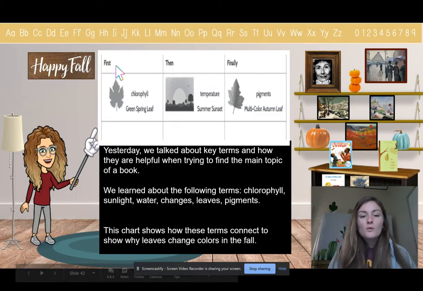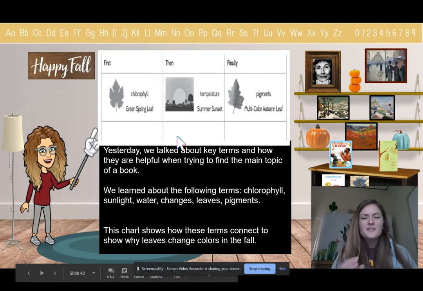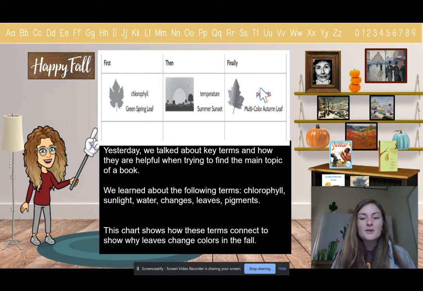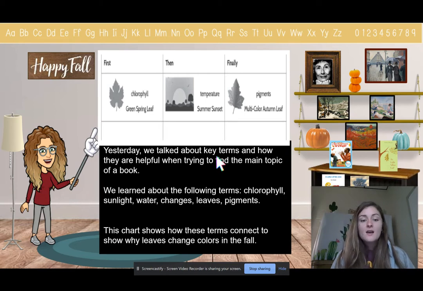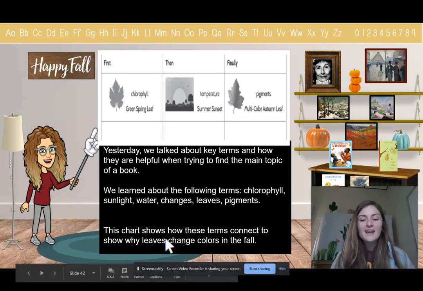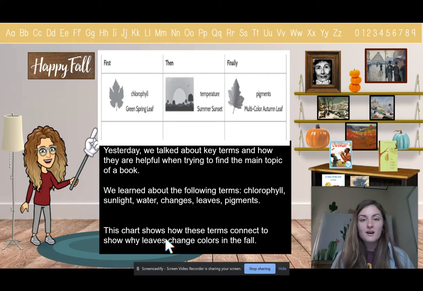So yesterday, we looked at this evidence chart. Well, this wasn't the evidence chart. This is the chart using those key terms that we learned about yesterday. We talked about chlorophyll, temperature and sunlight, pigments, leaves. The only one that I'm not seeing on here is water, but we talked about how leaves need that water and sunlight to make chlorophyll to bring that green color out. So we talked about how those key terms are helpful when learning about the main topic. This chart shows how these terms connect to show why leaves change color in fall.